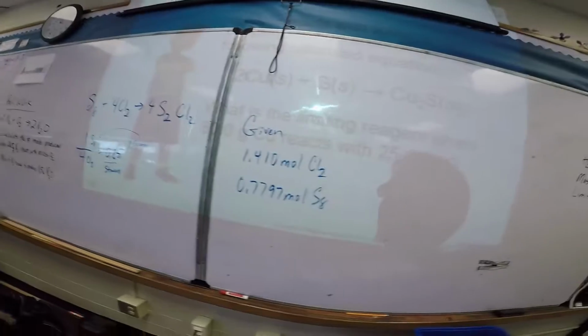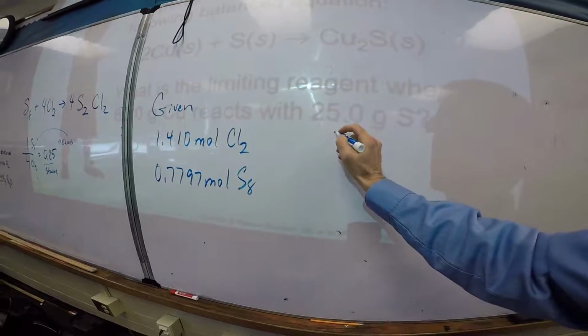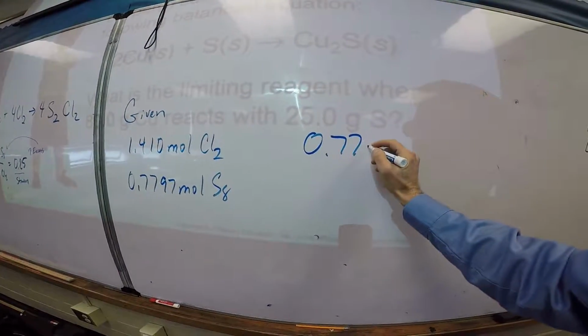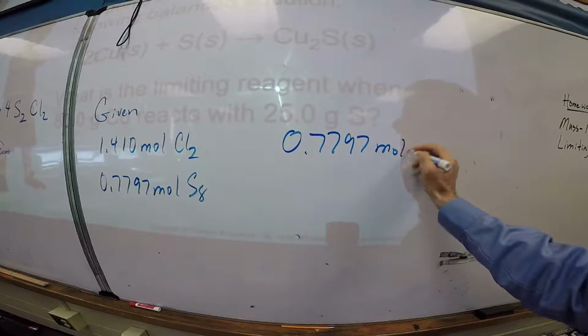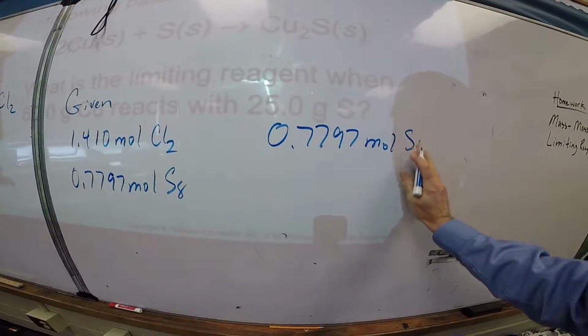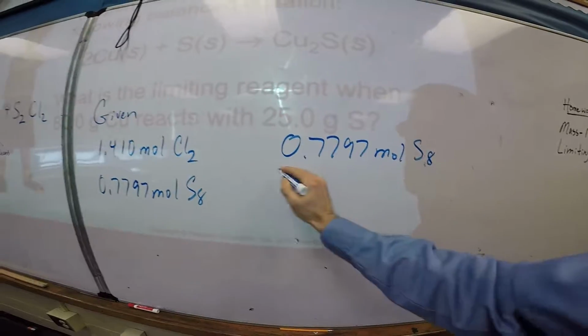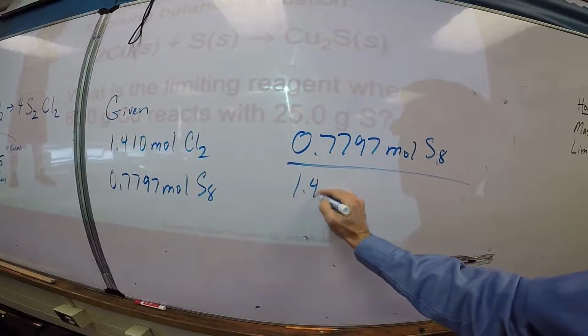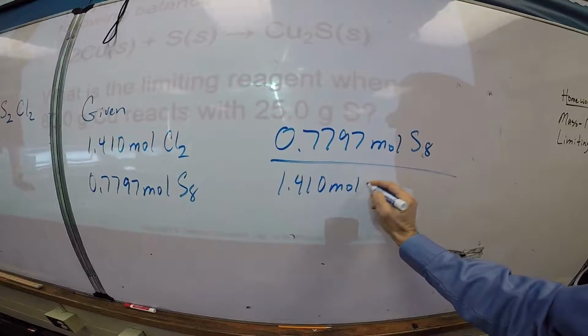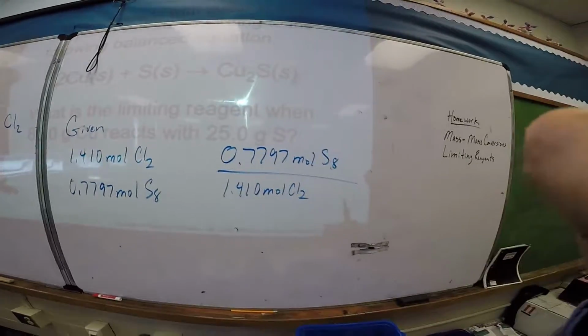So I want to put my S8 on the top. So I'm going to put 0.7797 mole S8 divided by 1.410 mole Cl2. So let's do our math.